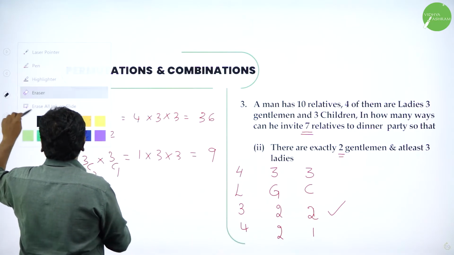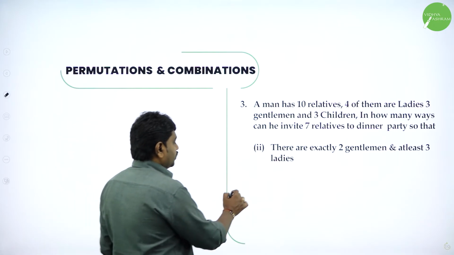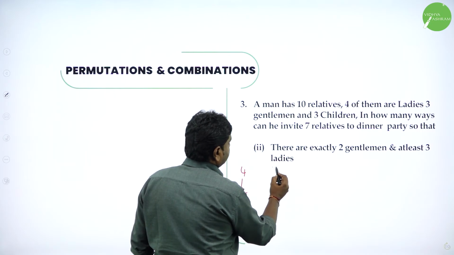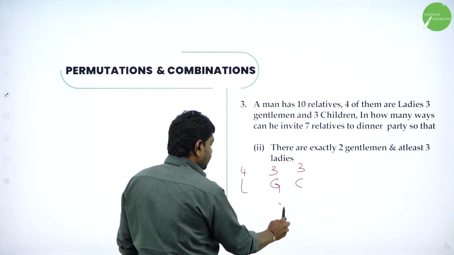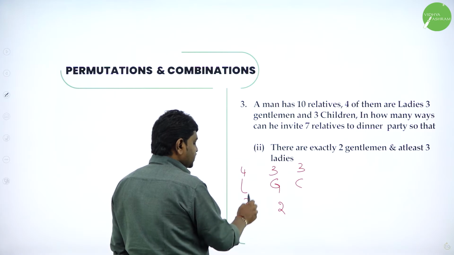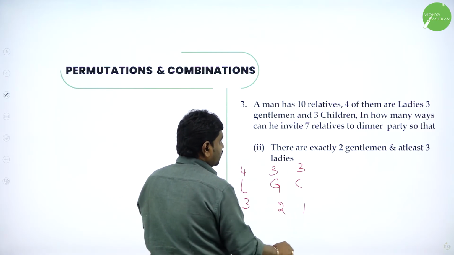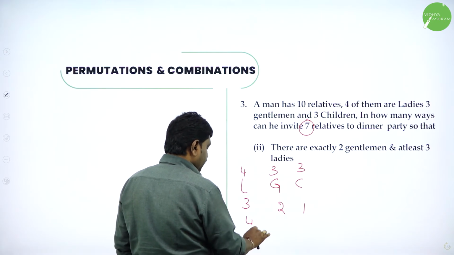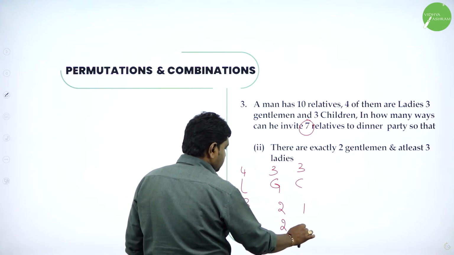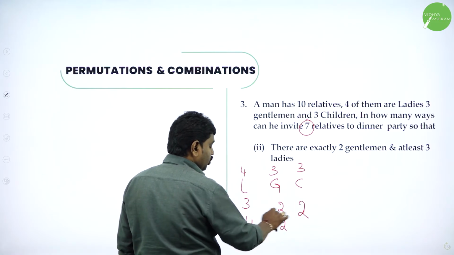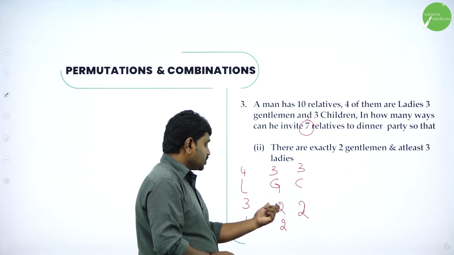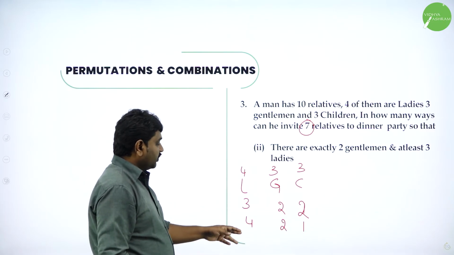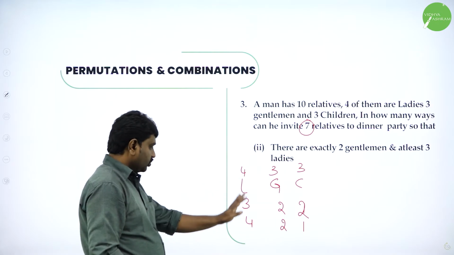Now add them to get the total number of ways. I hope all of you got it. Ladies we have 4, gentlemen we have 3, children we have 3, and exactly 2 gentlemen. So I'll take at least 3 ladies and 1 more, because in total I need 7. 3 ladies plus 2 gentlemen plus 2 children, or 4 ladies and 2 gentlemen and 1 child, because I want a total of 7 relatives. These are the only 2 possibilities. I can't invite 5 ladies because we have only 4 ladies. So only these 2 cases.